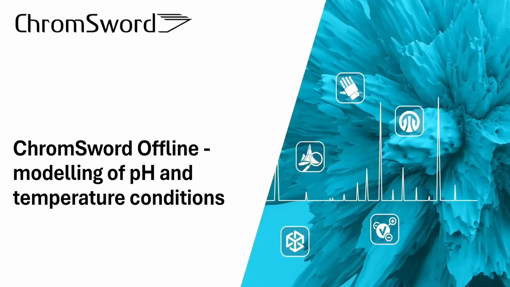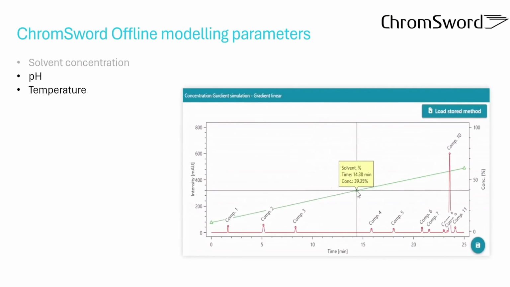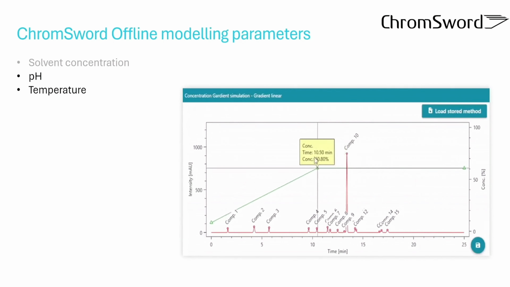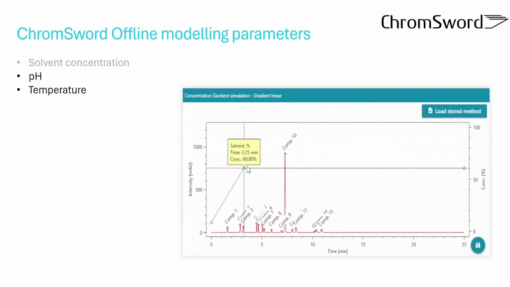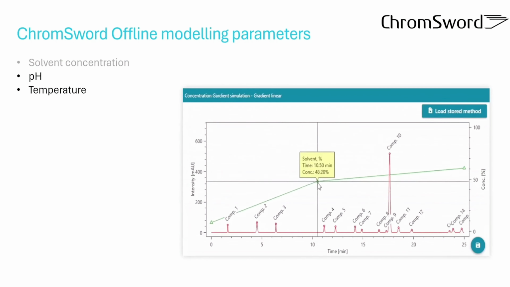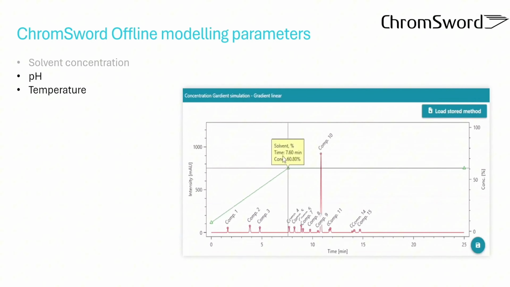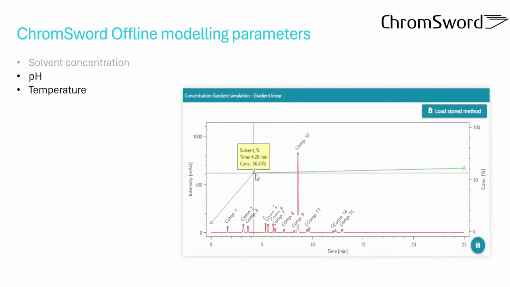In this video, we are going to continue talking about using ChromSword Offline for computer-assisted method development. In the last video, we concentrated on concentration modeling, so today we will cover pH and temperature modeling. Data importing, optimization of conditions, and model adjustments were covered previously, so if you haven't seen the concentration modeling with ChromSword Offline video, make sure to watch it before continuing. The link is in the description below.